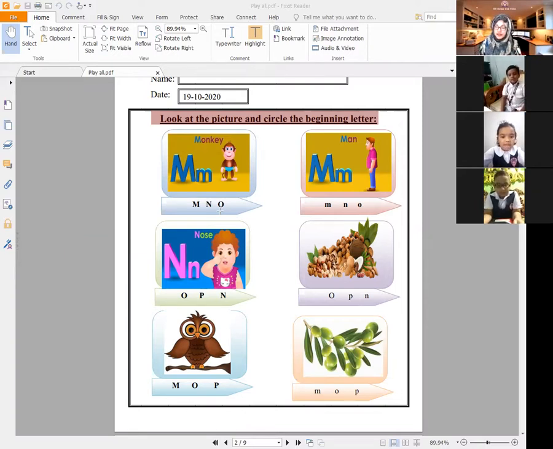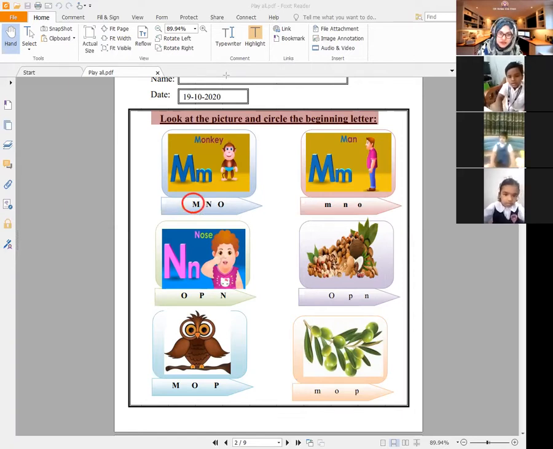Okay? Can you understand what I say now? M. Yes. Okay, so we give the circle here to capital letter M. Capital letter M, because of this monkey. Because this is monkey. Okay. This monkey. Yes. Monkey, man. Okay, so next. This is.